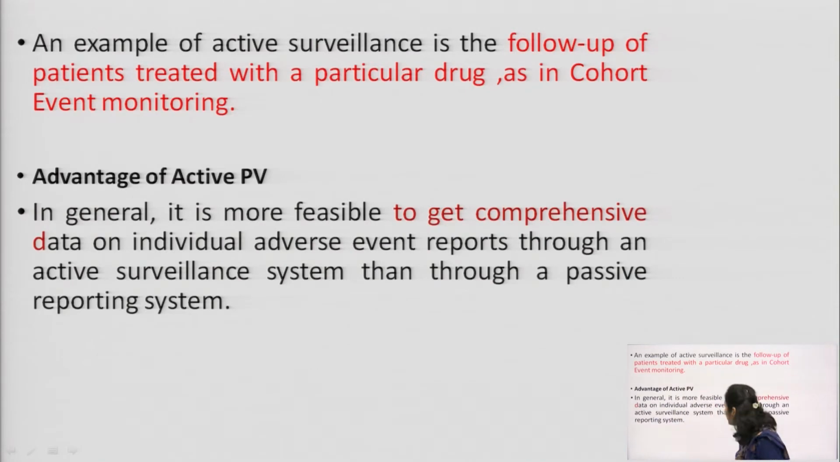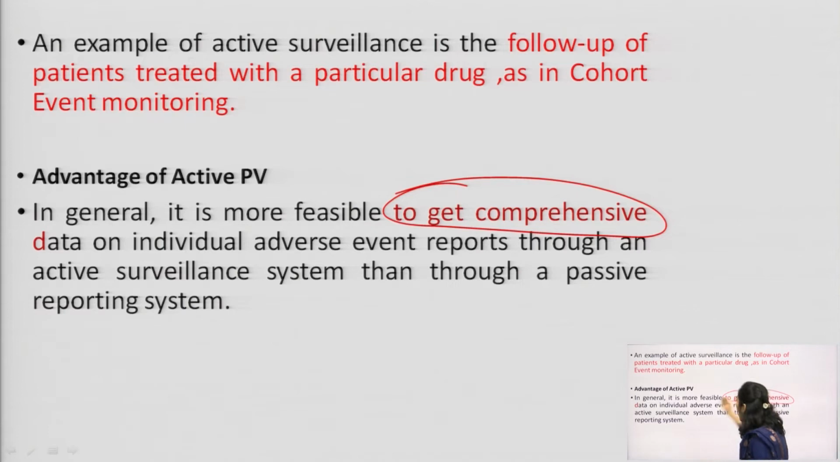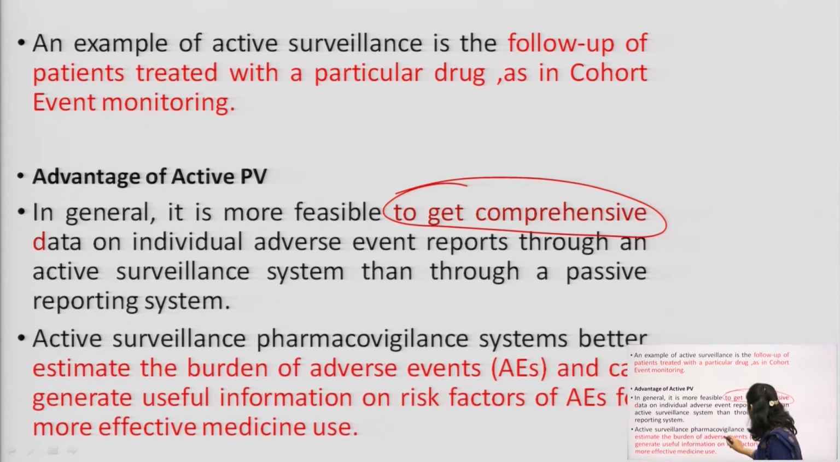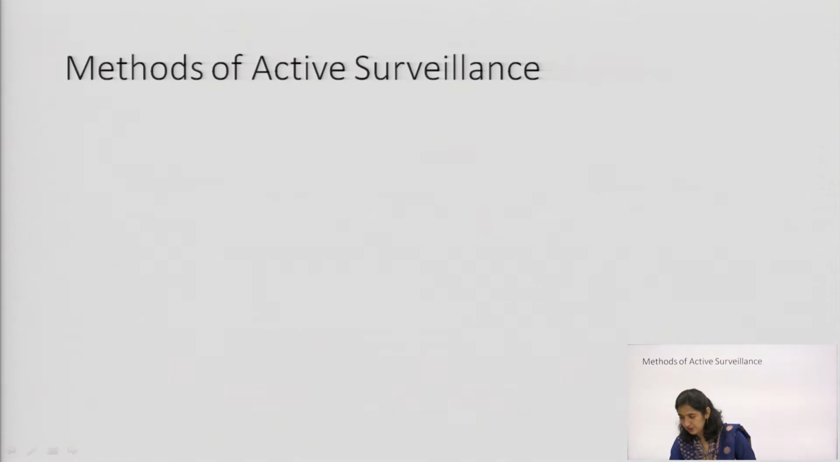What are the advantages? As I have told you, you are getting comprehensive, detailed data. Active surveillance pharmacovigilance systems estimate the burden of adverse events. They can tell us how many adverse events there actually are with a drug, and they can generate useful information on risk factors of adverse events for more effective medicine use.